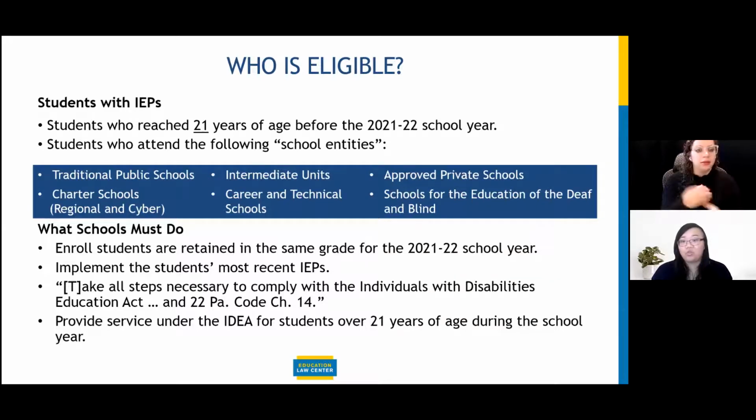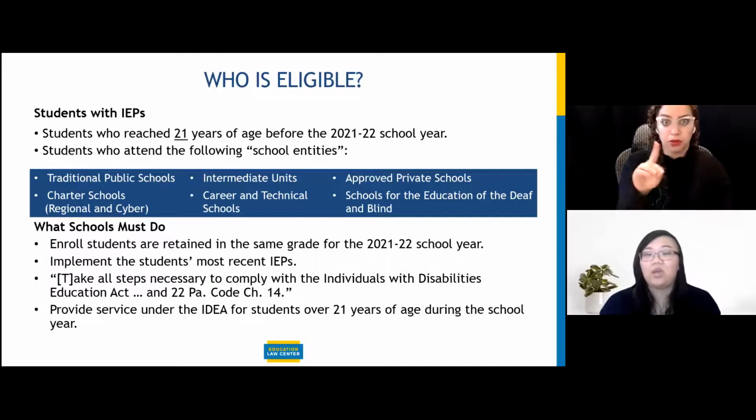So what do schools have to do because of this law? If parents or guardians elect to have their students retained in the same grade, schools must enroll these students and have them repeat the same grade that they were in last year for this upcoming 2021-22 school year. They also must implement the students' most recent IEPs, or individualized education plans. The law also requires school entities to take all steps necessary to comply with the Individuals with Disabilities Education Act, or the IDEA, as well as all relevant state laws.